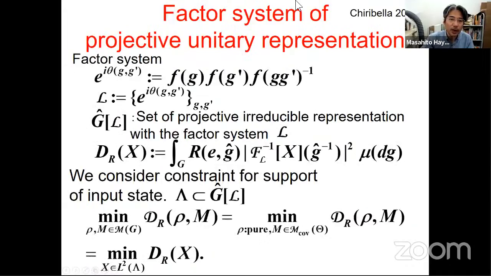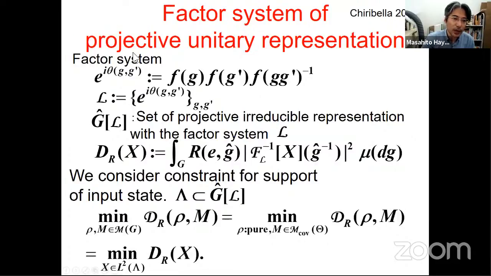But our setting can be extended to the projective unitary representation. In the case of projective unitary representation, we need to fix one factor system. Factor system means f(g, g prime) and f(g g prime inverse). This one must be one in the case of conventional unitary representation. But in the projective case, this becomes some complex number constant, and that constant must be fixed. One projective representation gives this one, but another projective unitary representation gives a different constant. So sometimes you cannot consider a combination or superposition of such different factor system projective representations. That's why it's impossible. So we need to fix one factor system.